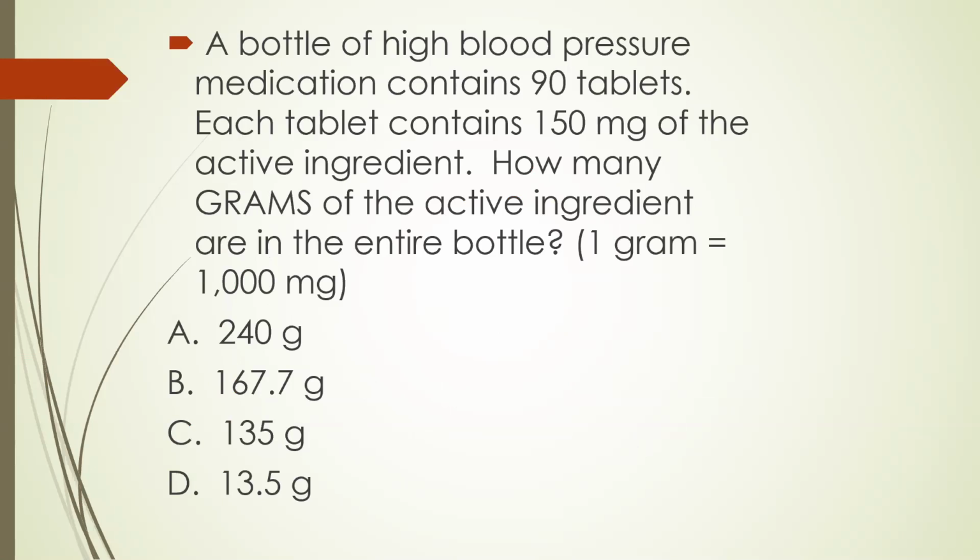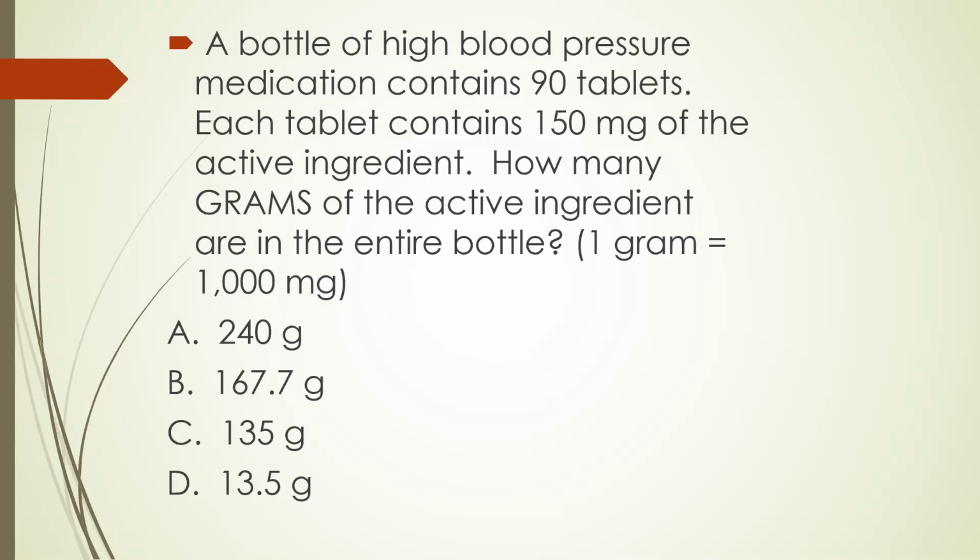And okay, we'll do this one. It says a bottle of high blood pressure medication contains 90 tablets. So there are 90 tablets in the bottle. Each tablet contains 150 milligrams of the active ingredient. How many grams of the active ingredient are in the entire bottle? And with this question, it did give you that 1 gram is 1,000 milligrams.